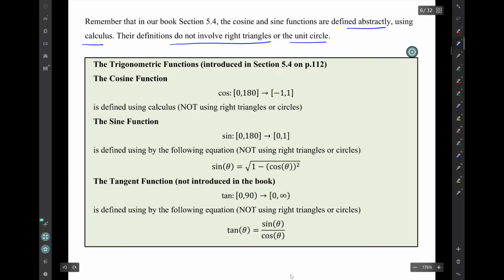It has domain the half-open interval, the numbers theta that are greater than or equal to 0 and less than 90. Its range is the half-open interval, that is, the numbers greater than or equal to 0. The tangent function is defined by this equation. Tangent theta is sine theta over cos theta.